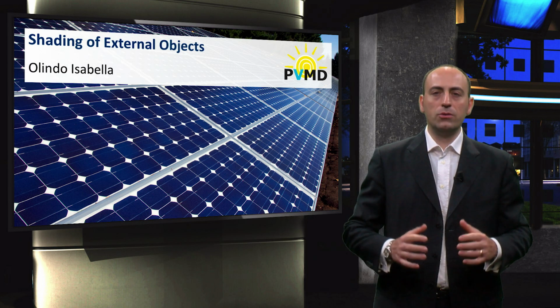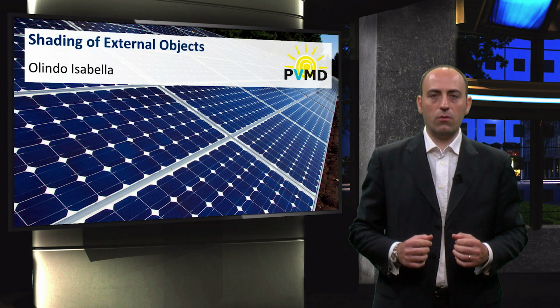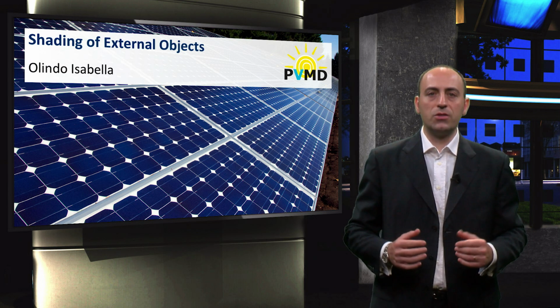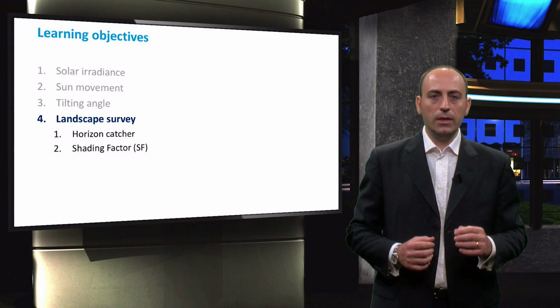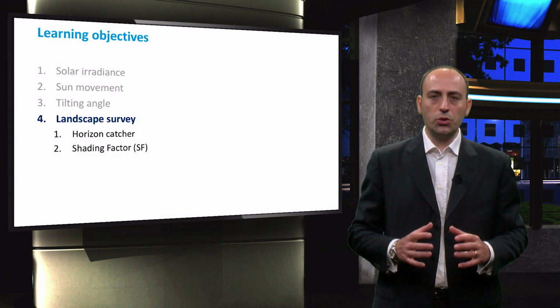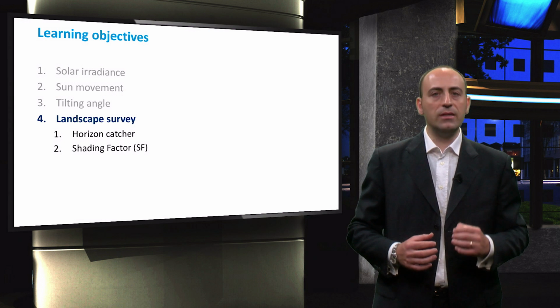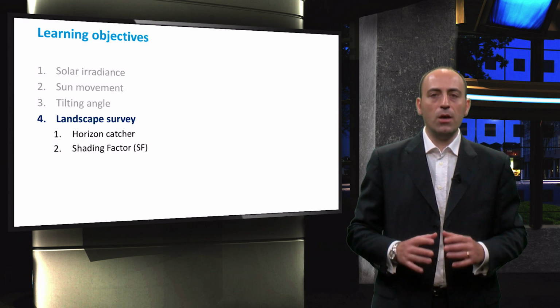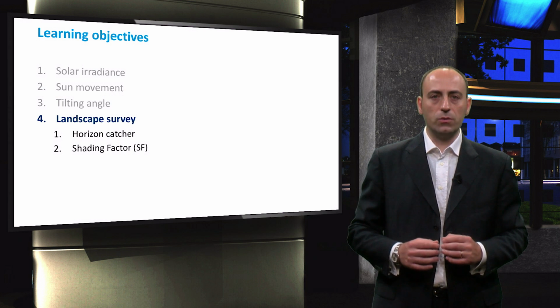By now we know how to derive the best orientation for our module. However, we did not yet consider the environment surrounding the PV system. Indeed, in this video we are going to see the possible causes of module shading and how we can determine their influences. Always, when you have to design a PV system, you have to make a landscape survey to find the best spot for your modules.